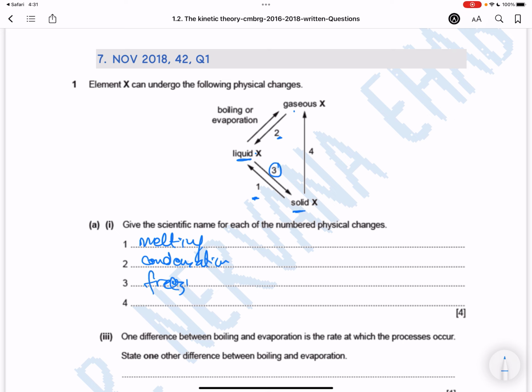I just like freezing better. And then number 4 is solid to gas directly, which is called sublimation. Now, sublimation is canceled in the 23-25 syllabus. So if you're in those 3 years, then it's actually canceled.